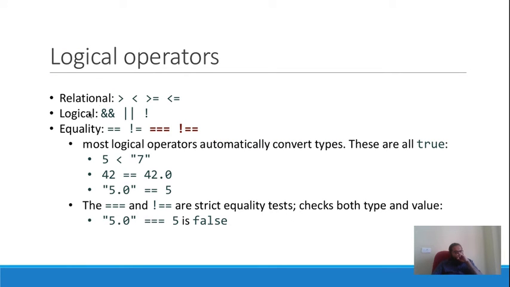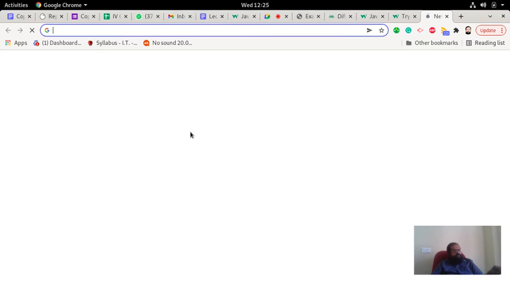You have relational and logical operators, like relational operators greater than, less than, greater than or equal to, less than or equal to, and, or, not. Okay, and then you have equality, like equal to, not equal to, and then you have triple equal to and not double equal to, which let me just check what it is.